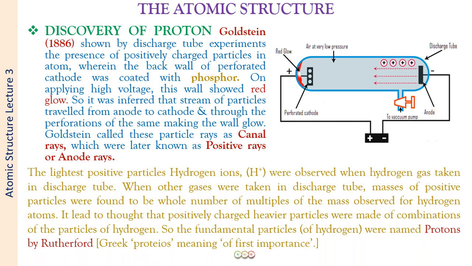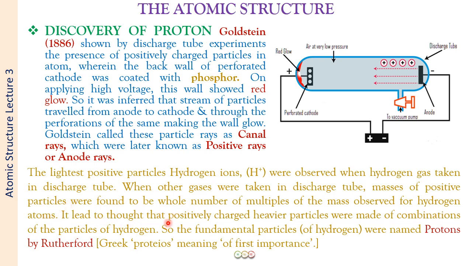And now the study was made with different gases, and when hydrogen as a gas was taken, the positively charged particles found were the lightest particles, and when other gases were taken in the discharge tube, the masses of the positive particles were found to be whole number multiples of the mass observed for hydrogen atoms.